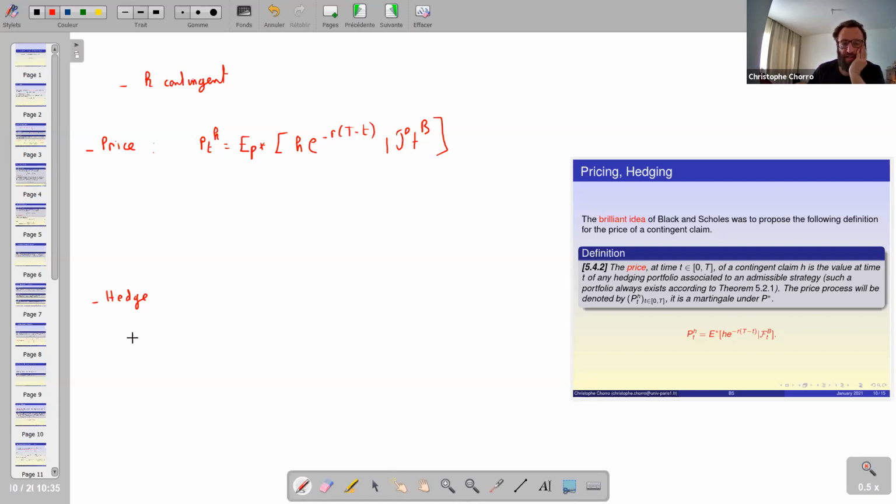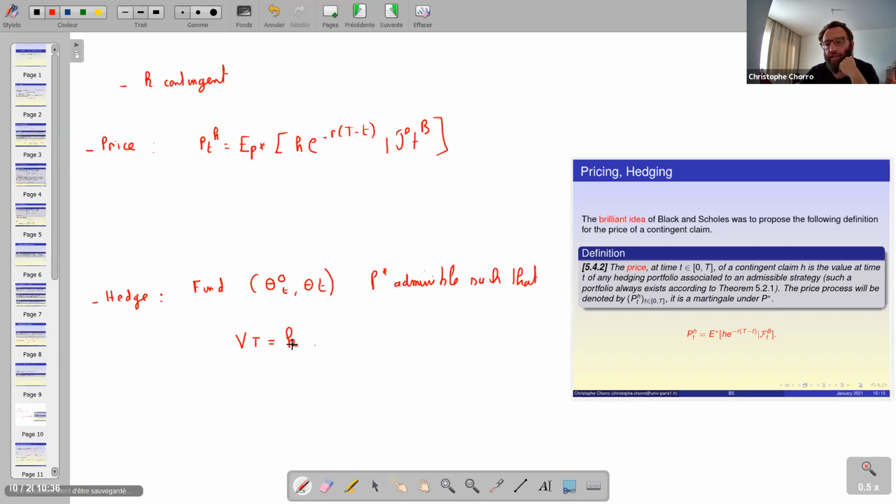And once I have obtained the price, the second step is to find theta, a strategy that is P star admissible and such that V capital T is equal to H. And I want to find it explicitly once again, because I know that there exists such a strategy because the market is P star complete.